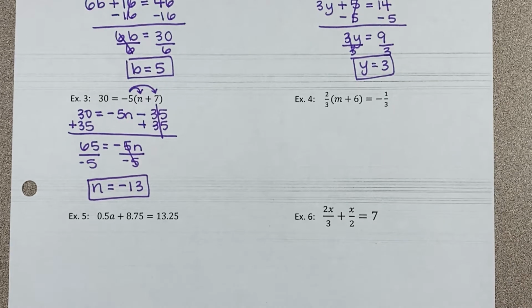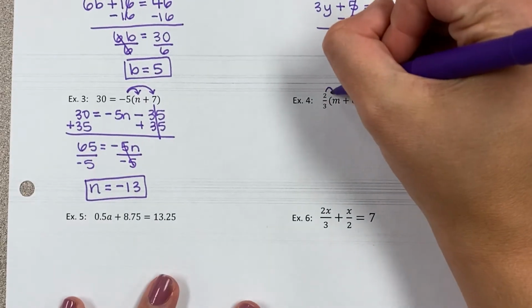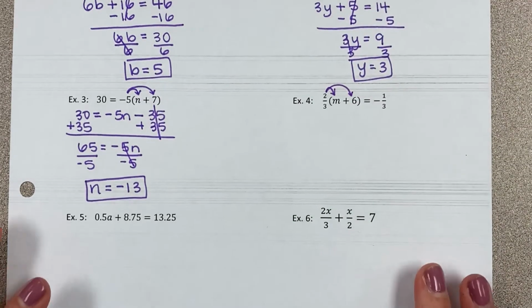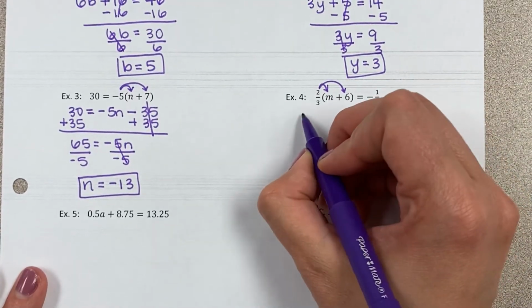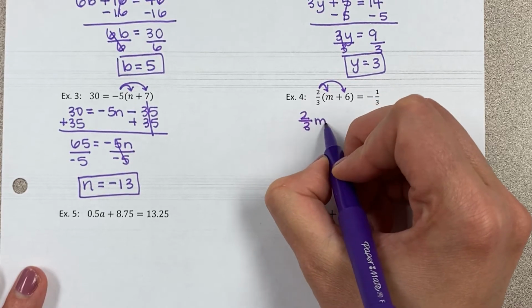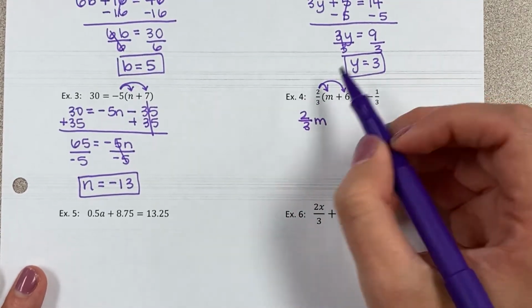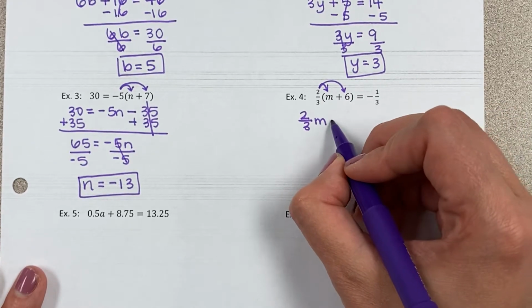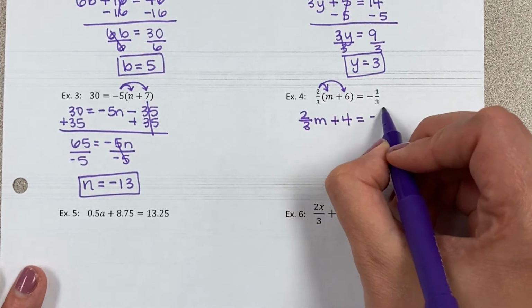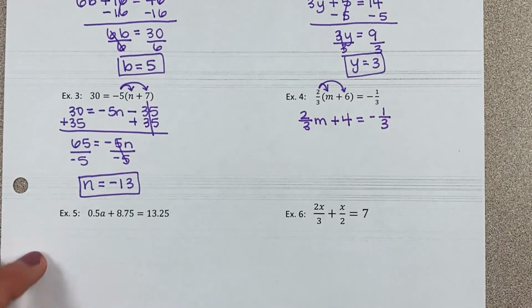All right, example 4. We have 2/3 times the quantity m plus 6, and that equals negative 1/3. So the first thing I'm going to do is distribute. So we're going to distribute that 2/3, and yes, I see fractions. Don't let that freak you out. We're going to take care of that in a minute. So we have 2/3 times m. That just turns into 2/3 m. 2/3 times 6. 2 times 6 is 12. 12 divided by 3 is 4. And then we're going to keep that negative 1/3 on the right.